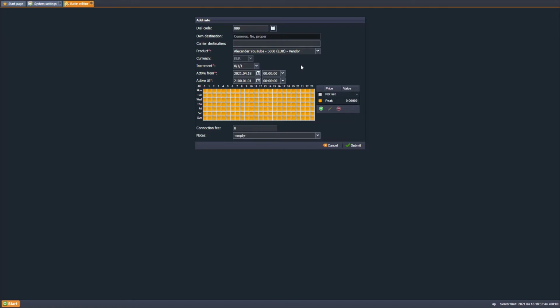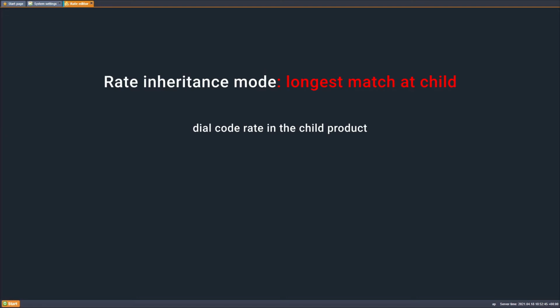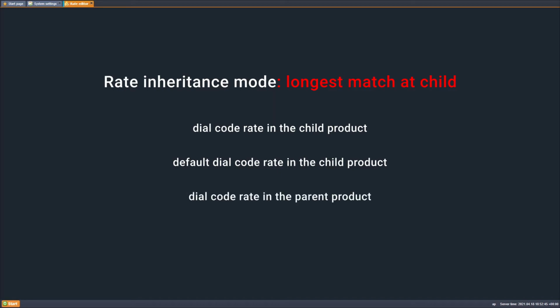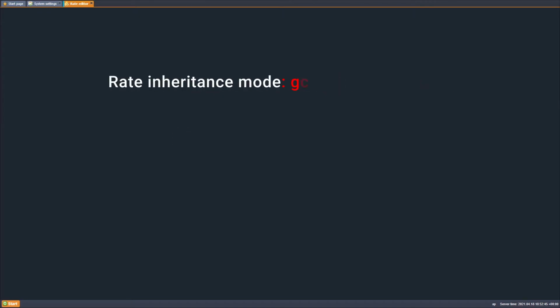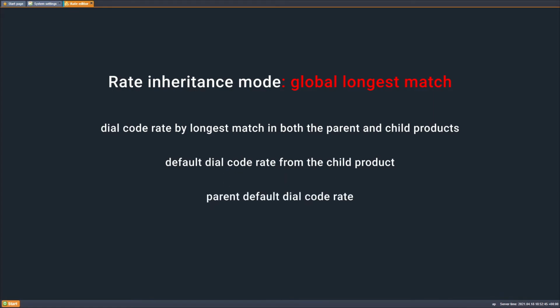Please note that the search logic for the default rate differs based on the rate inheritance mode. If rate inheritance mode is longest match at child, the system searches for a dial code rate in the child product, then searches for the default dial code rate in the child product. After that, it searches for a dial code rate in the parent product and then for a default dial code rate in the parent product. If rate inheritance mode is global longest match, the system searches for a dial code rate by longest match in both the parent and child products, then uses the default dial code rate from the child product, and after that the parent default dial code rate.